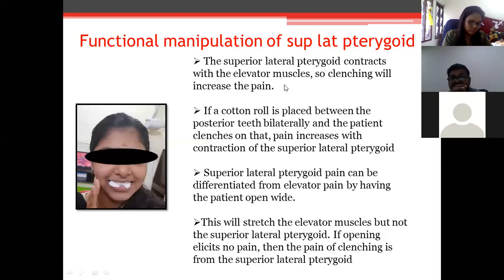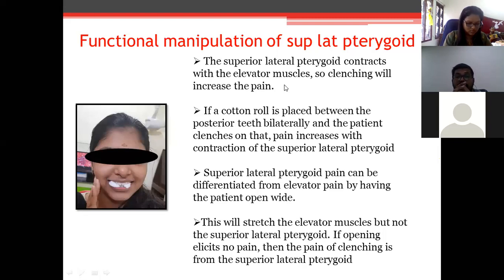So in such a condition, how you can rule it out is that you keep a cotton roll on both sides, bilaterally, and instruct the patient to clench on the cotton roll. If the pain increases, the patient has pain, because you are keeping cotton rolls on both sides and asking them to clench, and all the elevator muscles are getting contracted. So sometimes the patient may have pain in the temporalis and masseter muscles, and you may not be able to rule out whether this is due to the superior lateral pterygoid or something else.